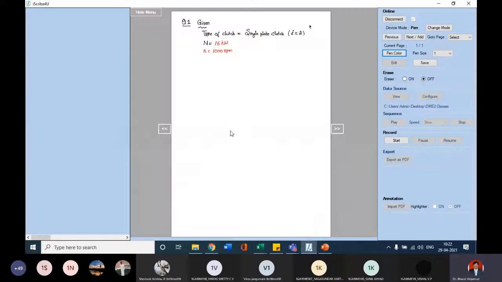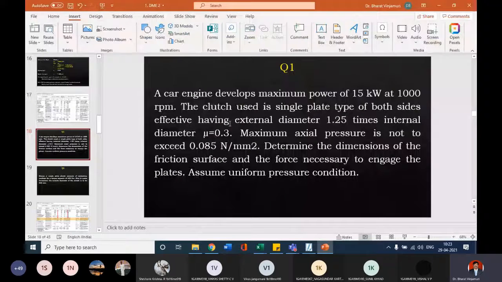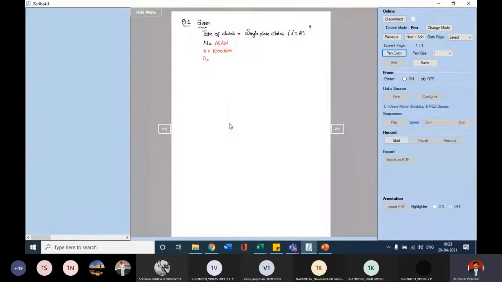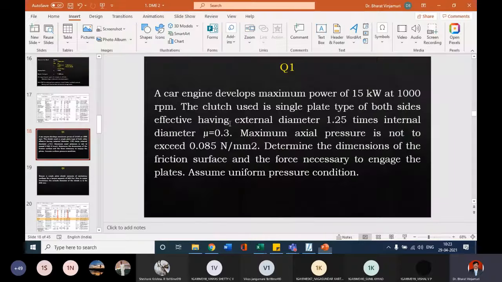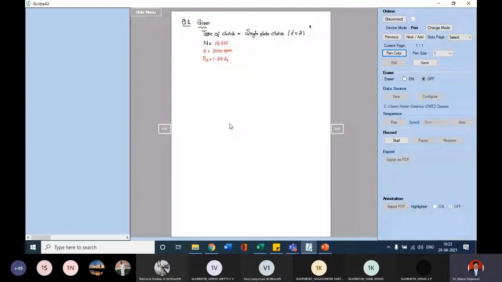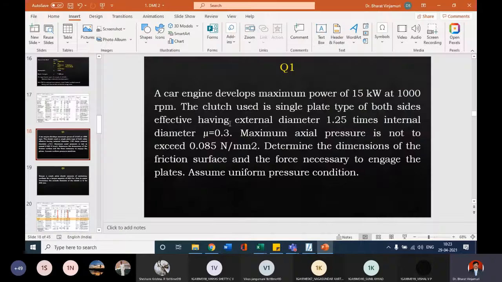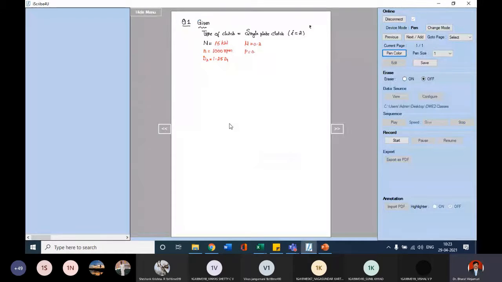So once again, you have n is equal to 1000 rpm here. Next, what is the other data he has given? He has given the diameter D2. So D2 is equal to 1.25 times D1. What else has he given? He has given mu is equal to 0.3 and pressure P is equal to 0.085 Newton per mm square.